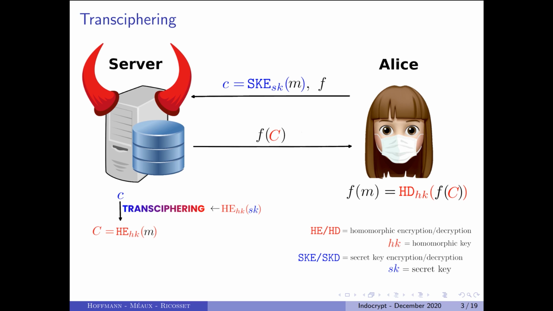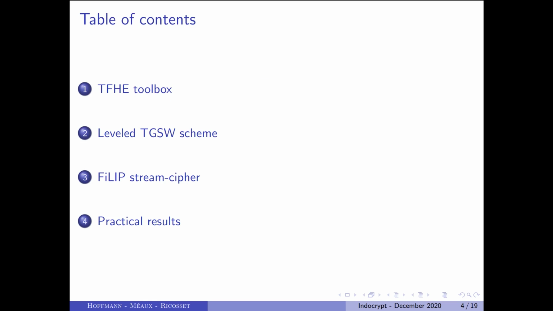Our main contribution is the implementation in C language of a transciphering. This is the first time a transciphering was implemented using third-generation homomorphic encryption schemes, and we try to use the characteristics of the third generation to perform more efficient transciphering.